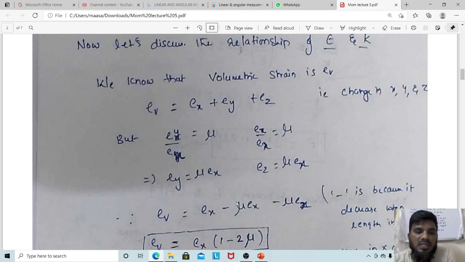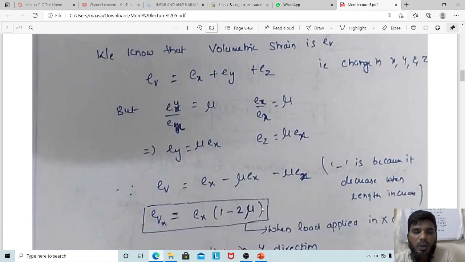Why this minus is coming is because of the increase in the length along the x direction, there will be a decrease in y and z. I have written the minus sign because they decrease when the length is going to increase. When the length increases, they are going to decrease. Because of that, we are changing the sign to minus.